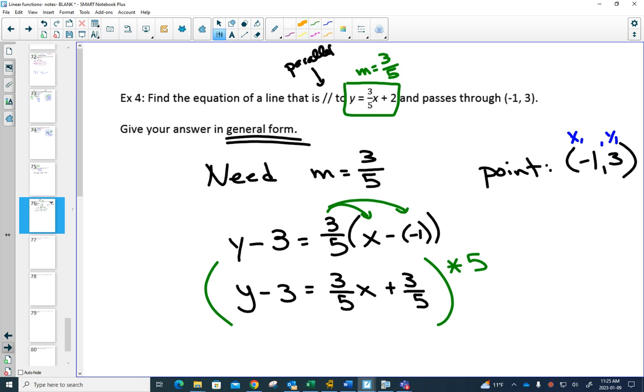On the left-hand side, can you see that you have to distribute? You would have 5 times y, which would be 5y, 5 times -3, which would be -15. When I multiply the first term with a fraction by 5, the divide by 5 cancels out. And same thing with the second one, the 5 and the divide by 5 cancel out, giving me 3x plus 3.